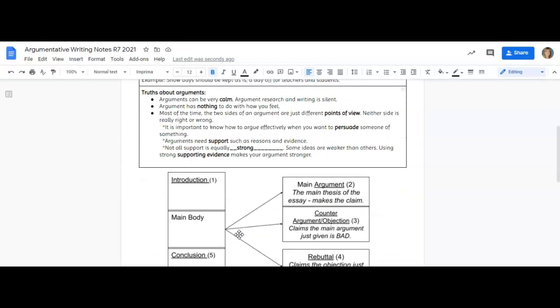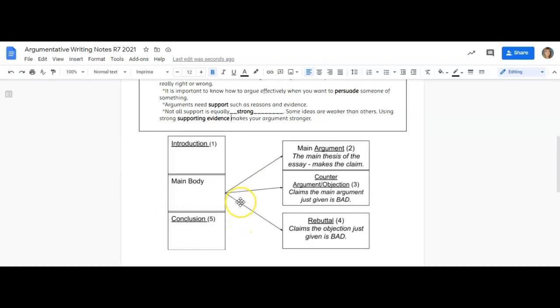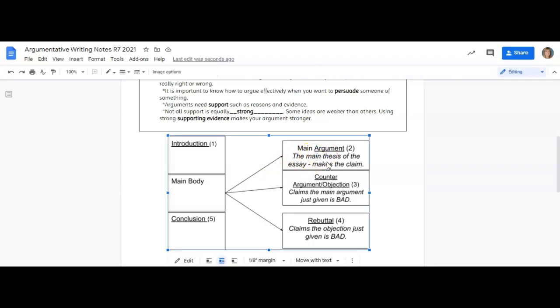This part I filled out for you electronically because the formatting was tough, but if you are going to be writing an argument, there are going to be three big parts: the introduction, the main body, and the conclusion. Of course, in the introduction, you're going to want to have a hook to draw your reader in. You're going to want to give a little bit of background and then say a claim statement. The main body is going to have the main argument, which includes the thesis or the claim, and some reasons and evidence. You're going to address the counter argument or the objection.